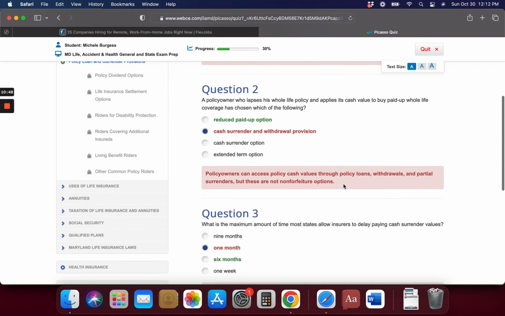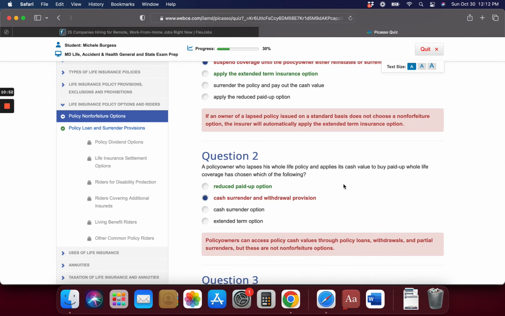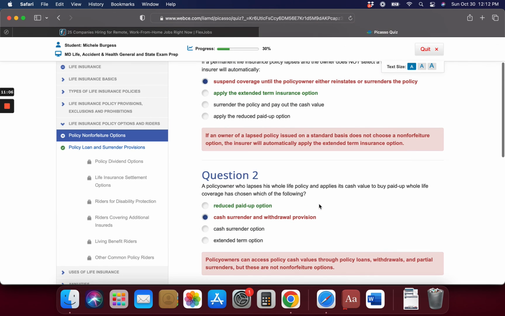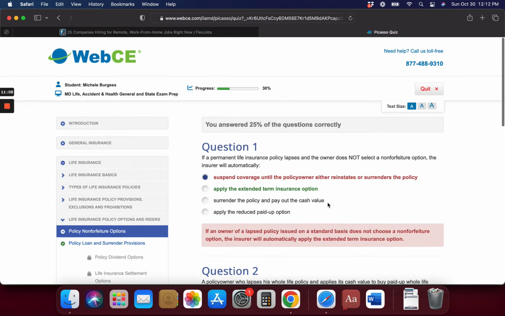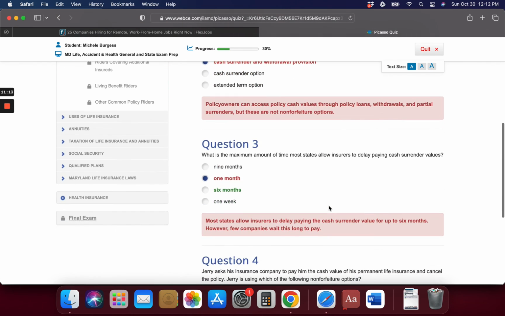This was a short and sweet one. It wasn't too long, wasn't too short, just right. 10 minutes. Because 20 minutes is pretty long for some of these lessons. So the next one we'll go over is policy, loan, and surrender provisions, but I will not be doing any more today because my brain is fried. I got 30% of this class done.